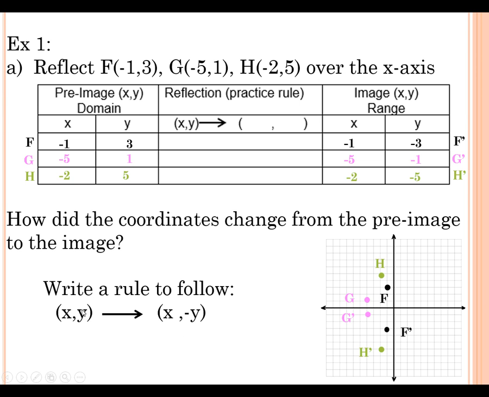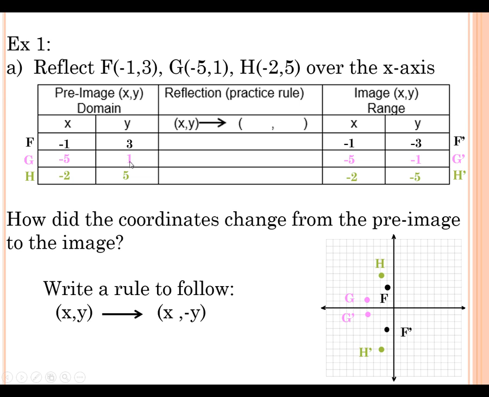So we're going to start with our pre-image point, and then the arrow shows what the pre-image will become when it gets to the image. If you see here, the x stays the same, but the y is negative. All my y's were negative, but you have to be careful. That negative does not mean your points are always negative. What that means is the points will change signs or become the opposite value.